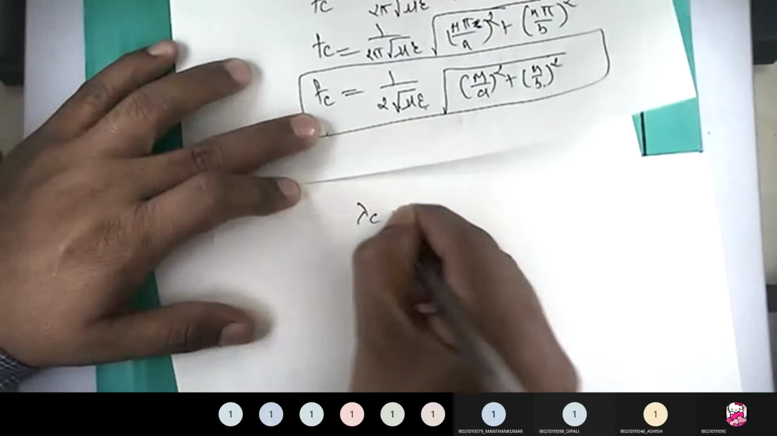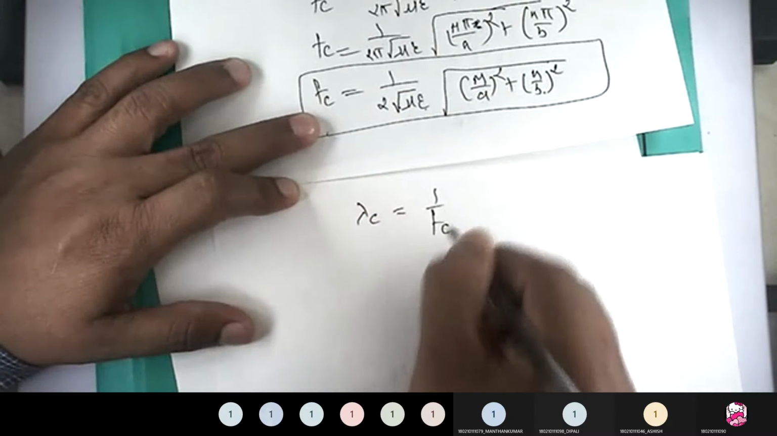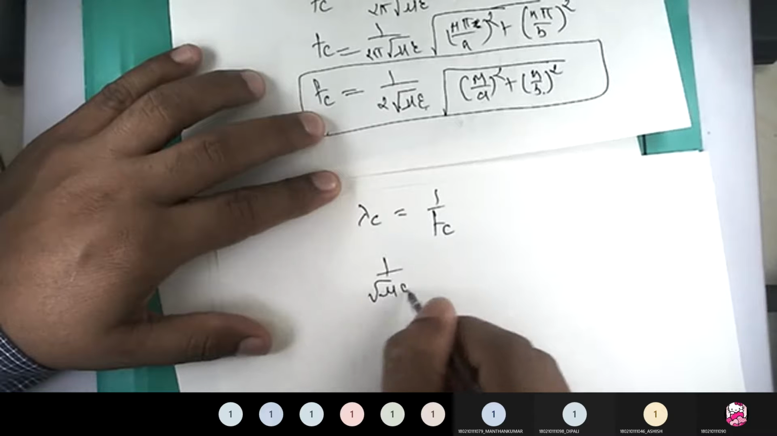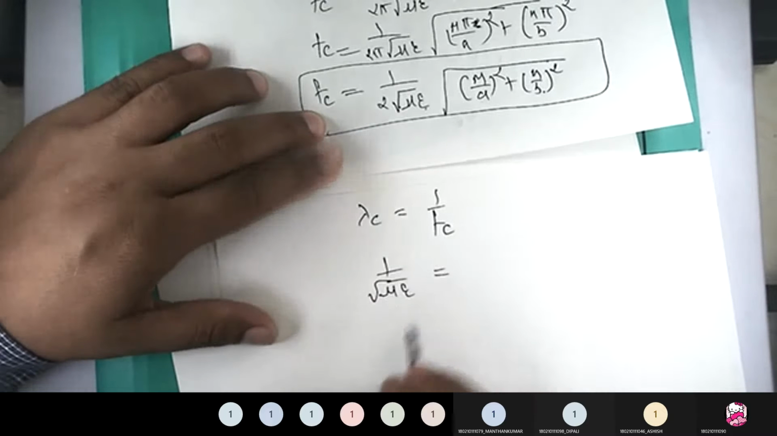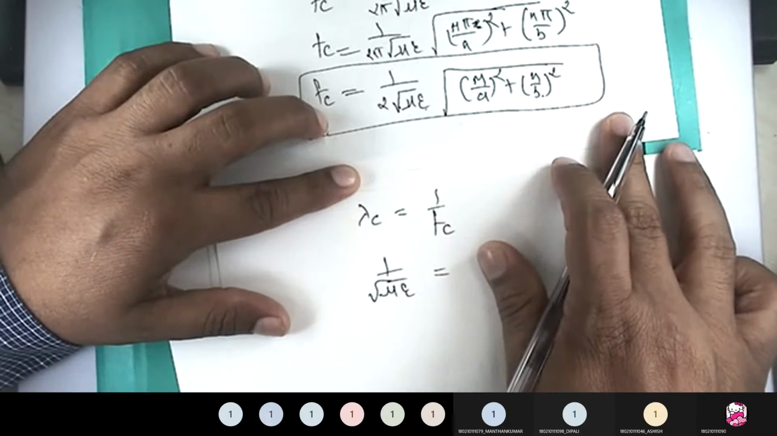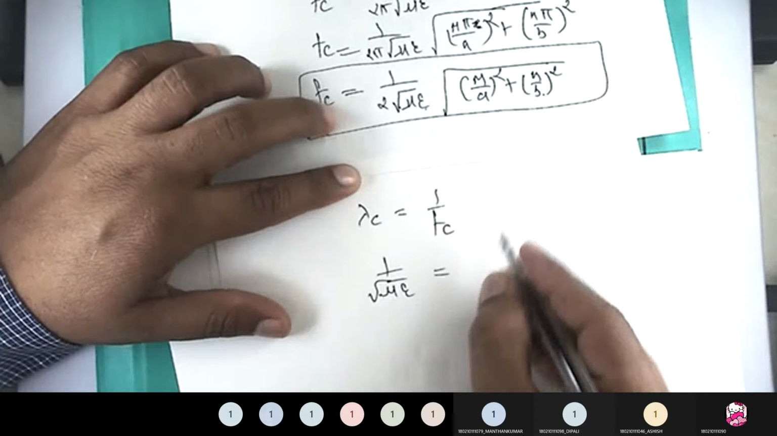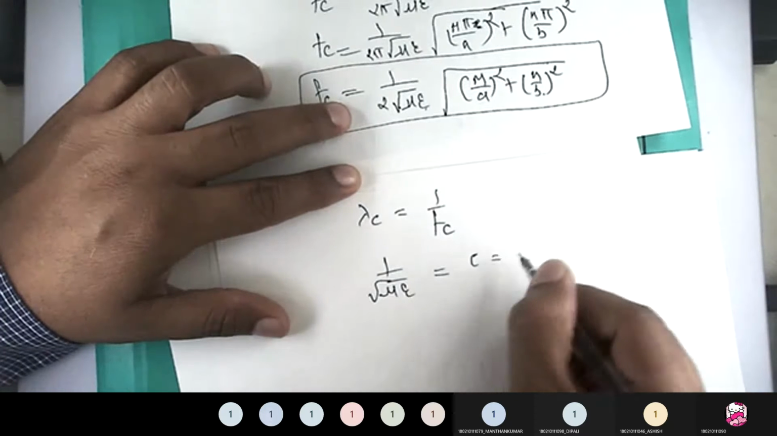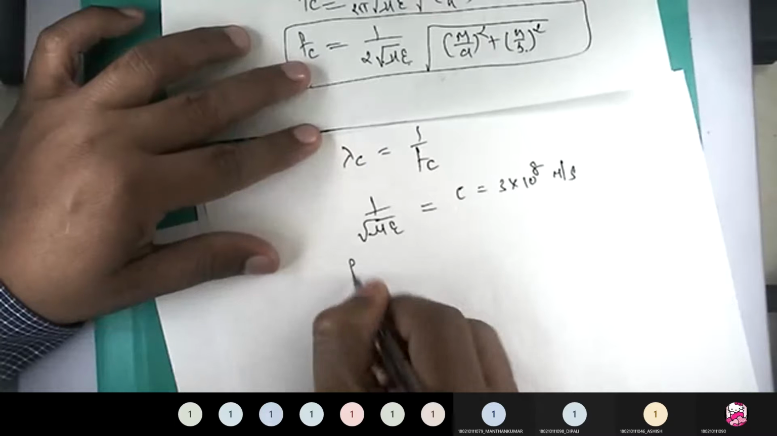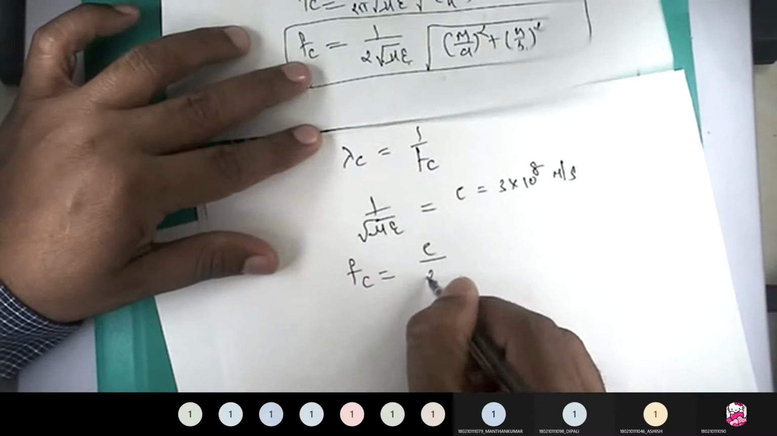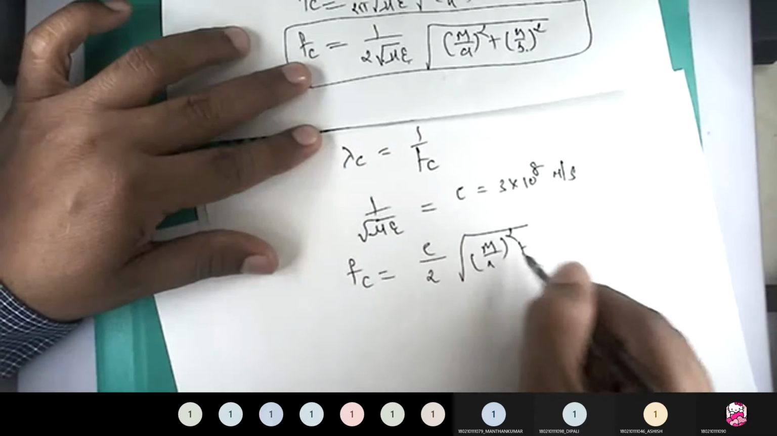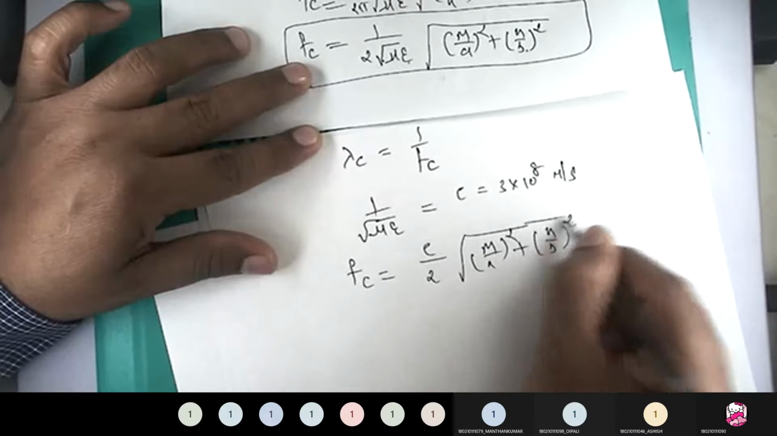So what is this? It is lambda c, and that is nothing but the inverse of fc. All of you know that 1 over square root of mu into epsilon, if you consider air as the medium and replace mu with mu 0 and epsilon with epsilon 0, is equivalent to the speed of light, c, which is 3 into 10 raised to 8 meter per second. So I can easily write fc as c by 2 times square root of (m by a) whole square plus (n by b) whole square.